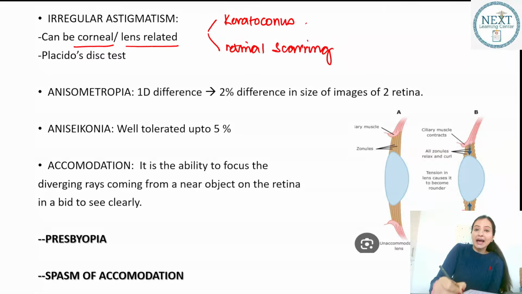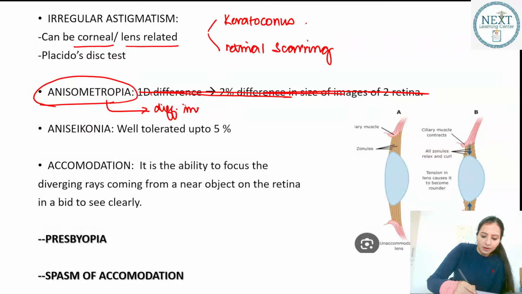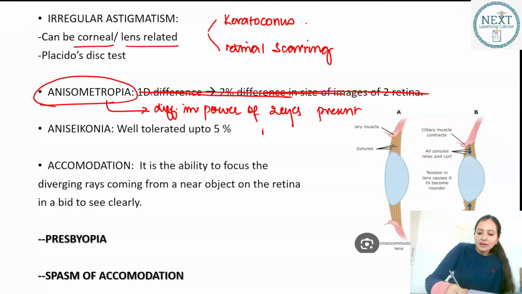Then you have anisometropia, that means there is a difference in the power of two eyes. So anisometropia is when the difference in the power of two eyes is present. Normally we can tolerate up to 2.5. When it is more than 2.5 diopters, it will lead to amblyopia.